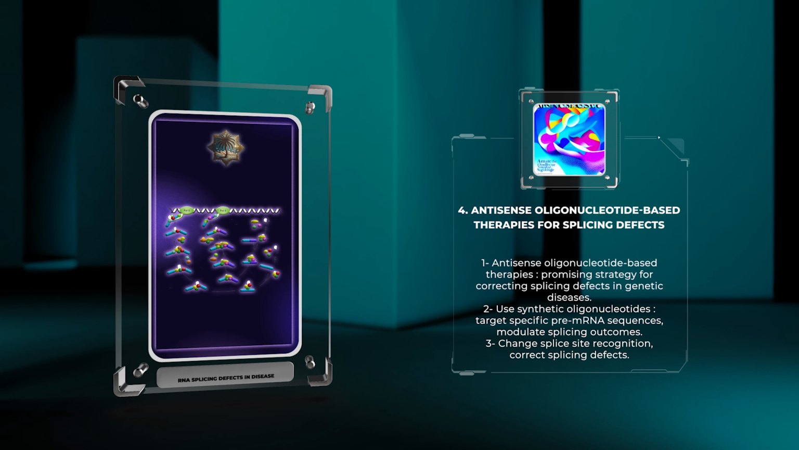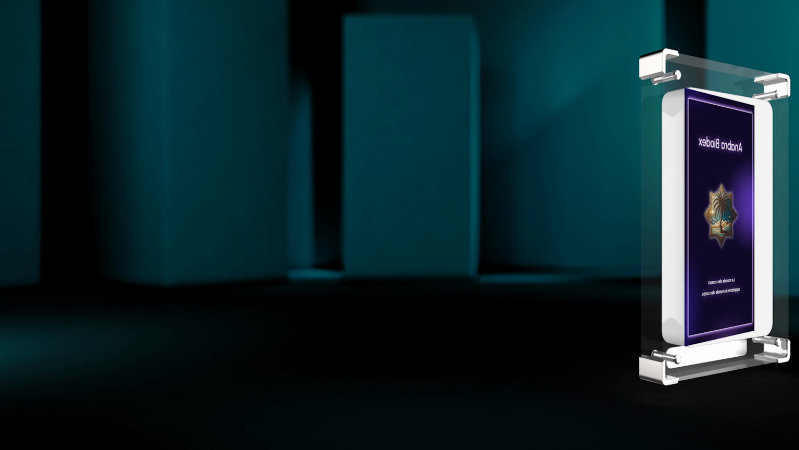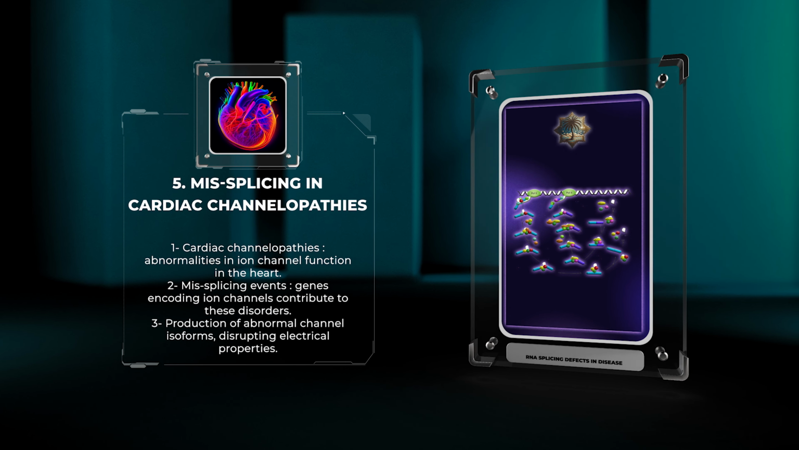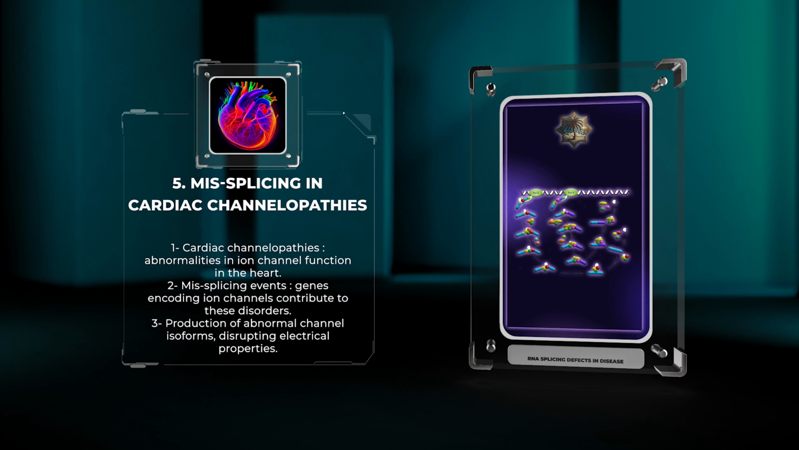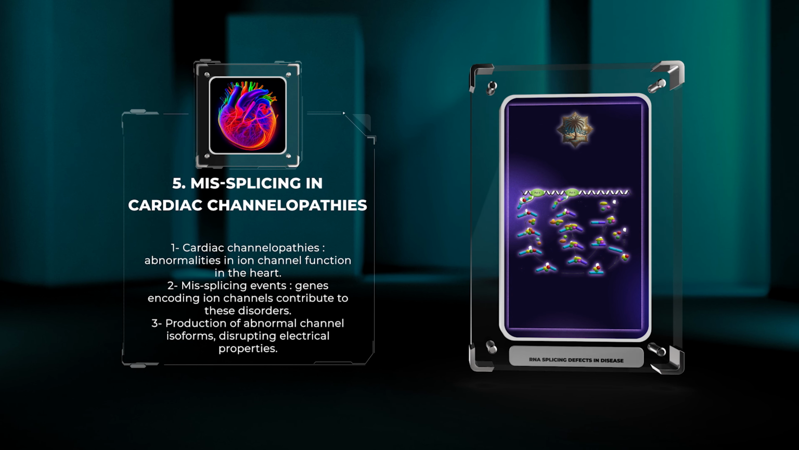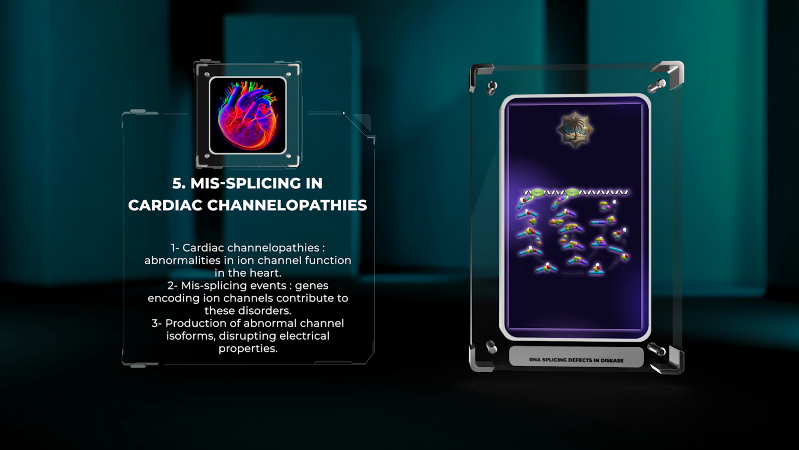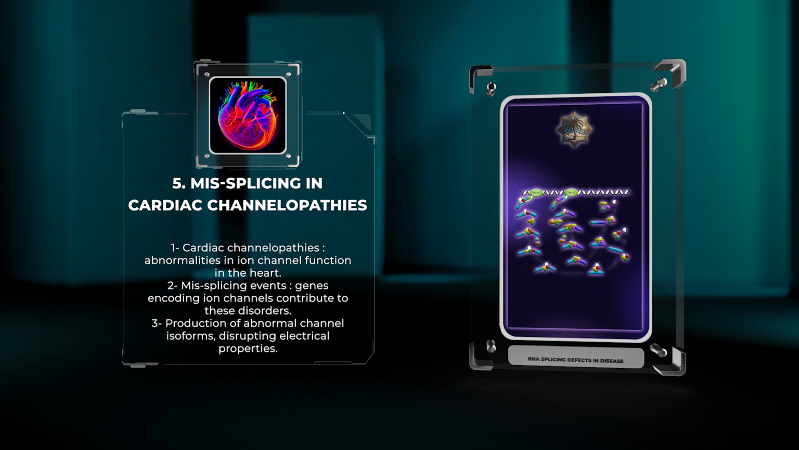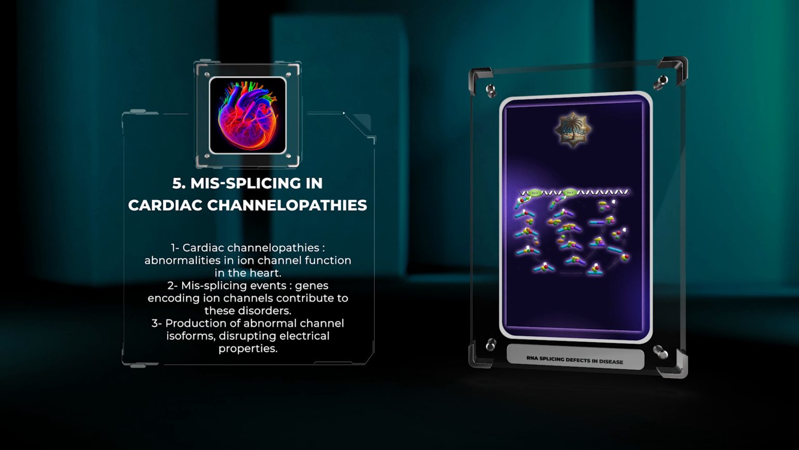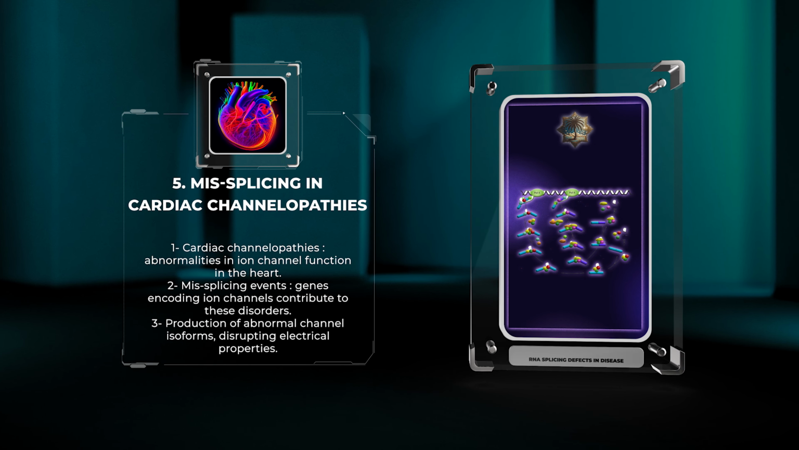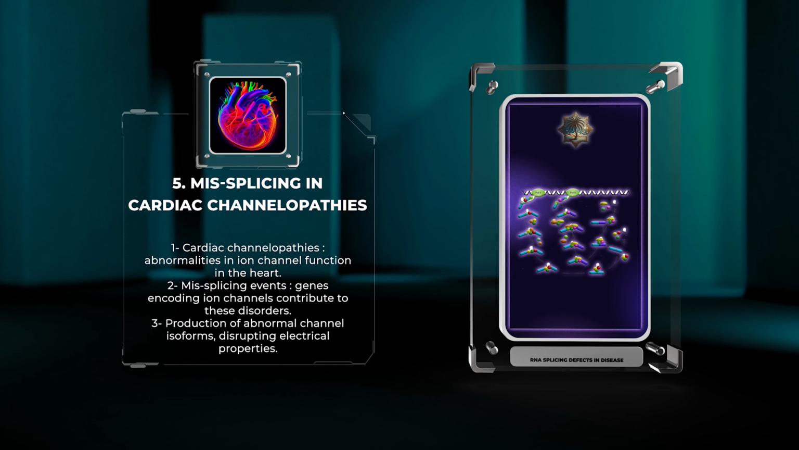Cardiac channelopathies result from abnormalities in ion channel function in the heart, which can cause arrhythmias or sudden cardiac death. Recent studies show that mis-splicing events in genes encoding ion channels contribute to these disorders. These events lead to the production of abnormal channel isoforms, disrupting electrical properties and increasing the risk of arrhythmias. Understanding this mechanism is essential for developing targeted therapies.